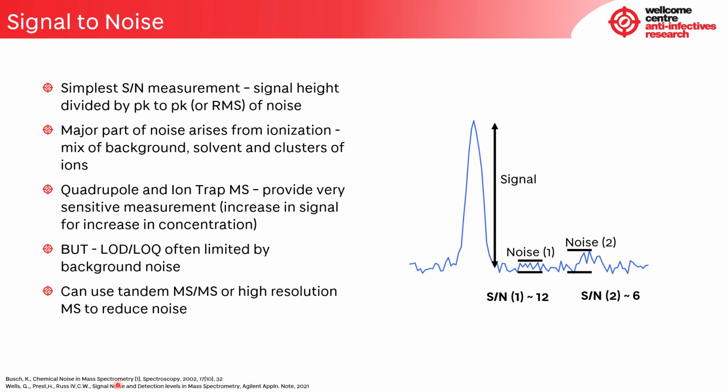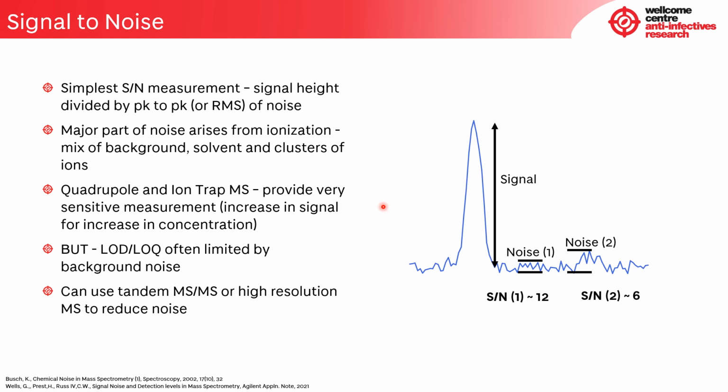The easiest way to measure it is simply by measuring the height of the signal and dividing by some parameter of the baseline noise, such as the peak-to-peak value, or a statistical parameter such as the RMS value. One problem with this approach is that different values can be obtained by measuring the noise in different regions of the baseline. If we divide the signal by the peak-to-peak noise in region 1, we get a signal-to-noise value of around 12. If we use the peak-to-peak noise in region 2, we get a signal-to-noise of around 6, approximately half.